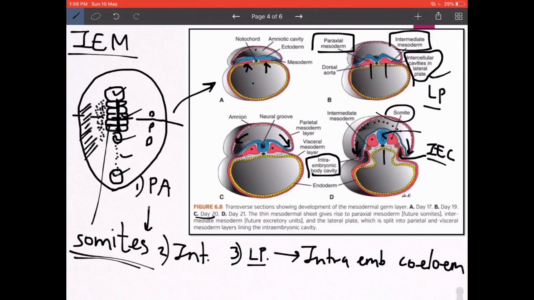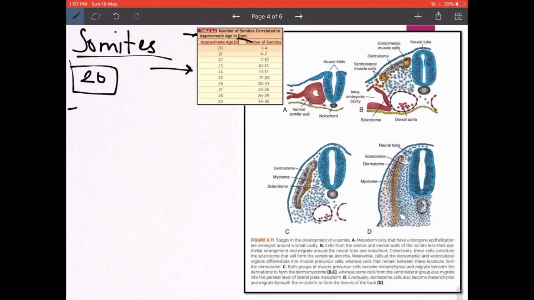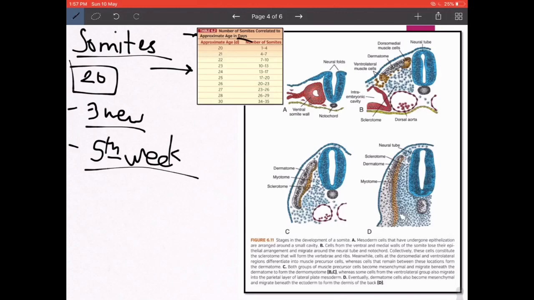Let's talk first a little bit about the somites. Now the somites are a very interesting thing. The embryologists love it because counting the number of somites gives them an approximate idea of the age in days of the embryo. So by day 20 the somites start arising. About each day 3 new somites are added till the end of the 5th week. By the end of the 5th week you have about 42 to 44 somites. Okay, and what are these? These are cubical masses which are nothing but an evolution of the paraxial mesoderm.